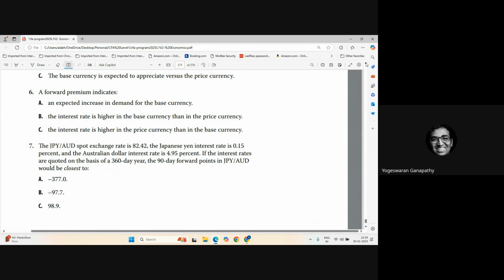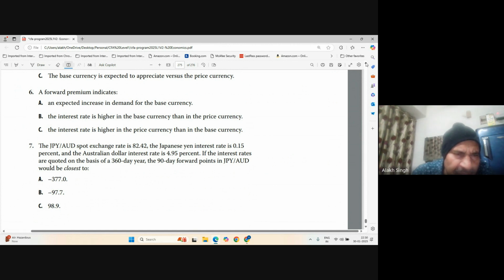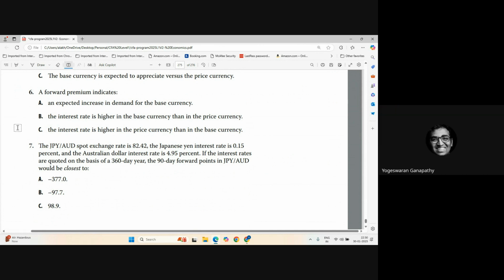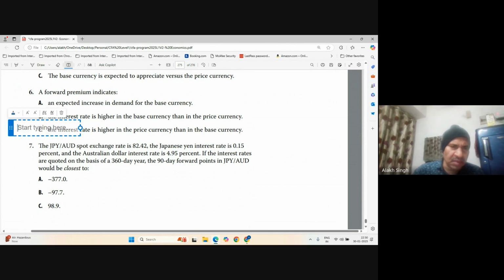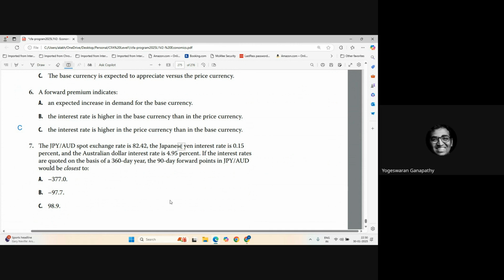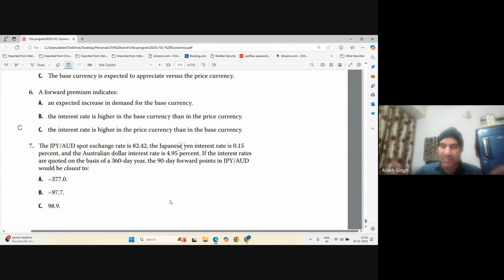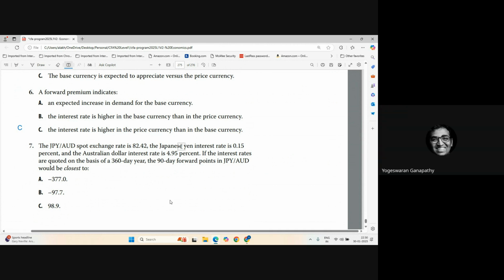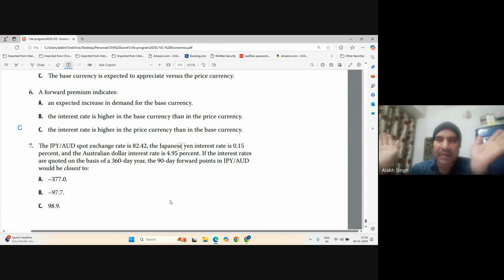No, sir. Forward premium means the interest rate is higher in the price currency. C is the correct answer. Sir, A and C are the same thing, no, sir? No. Expected demand doesn't mean that the interest rate is higher. Forward price calculations don't exist on expectation. They are on what the interest rate is today, what the prices are today. It is speculation that goes for expectation. Forwards and futures are never on expectation. They are on actual data.